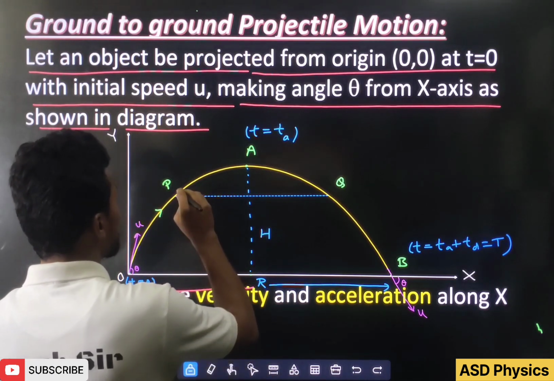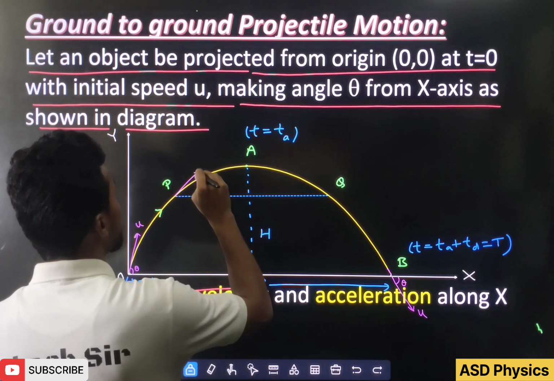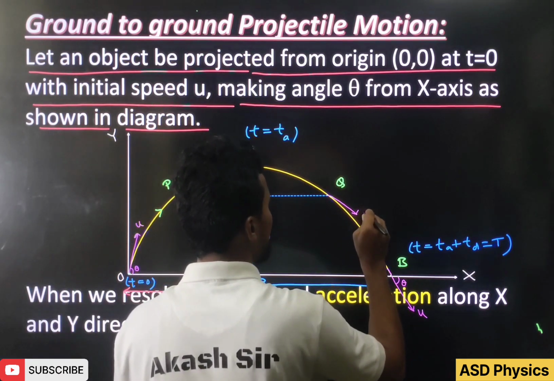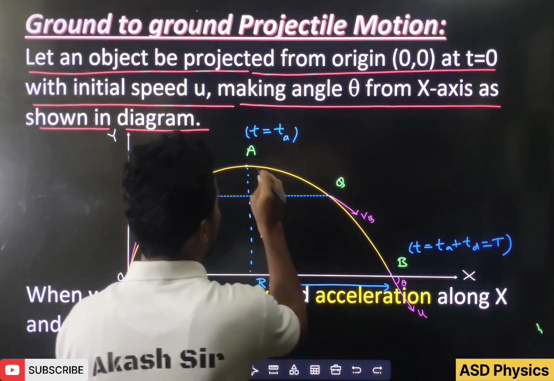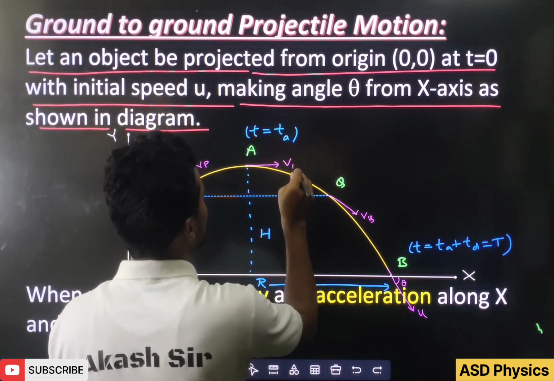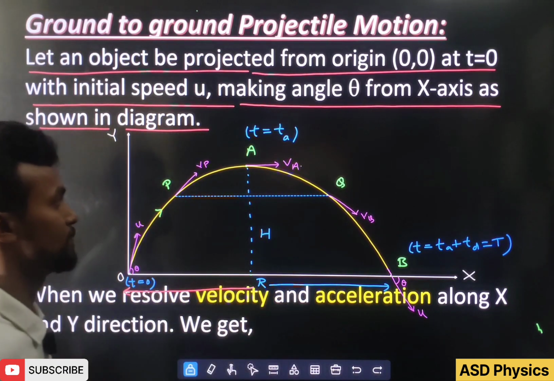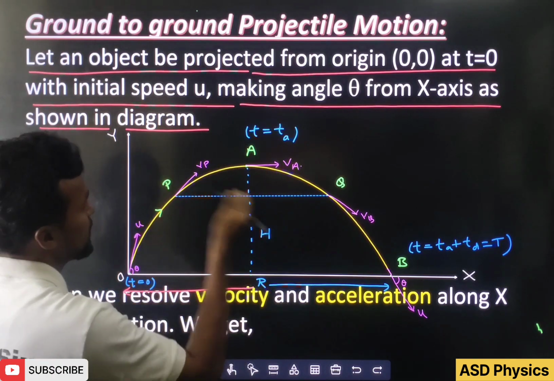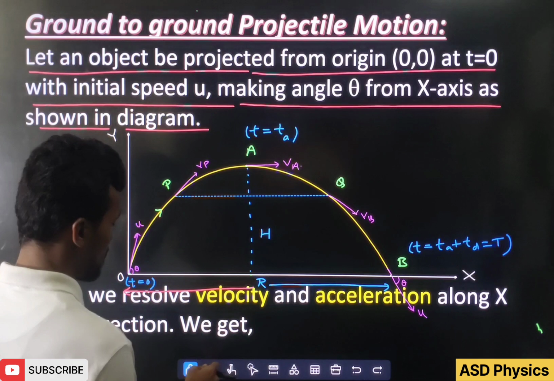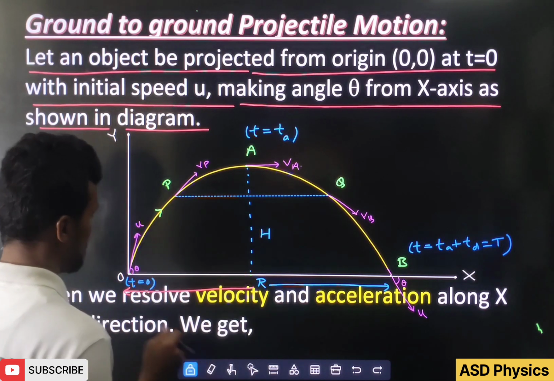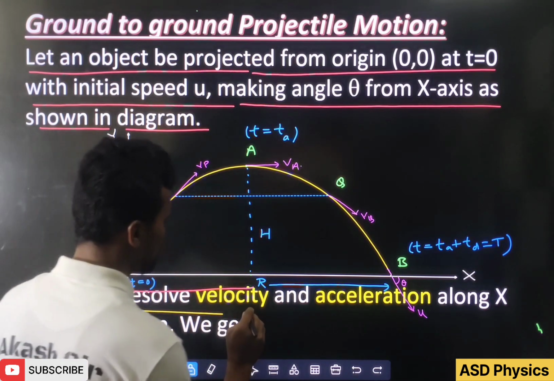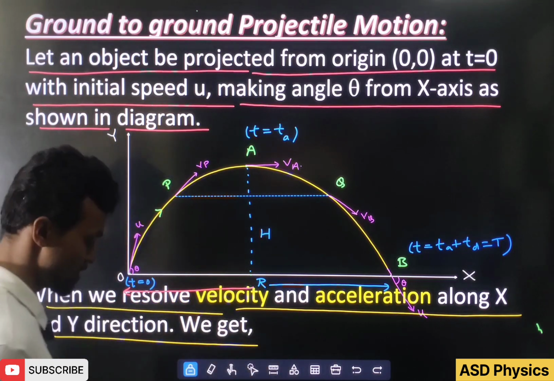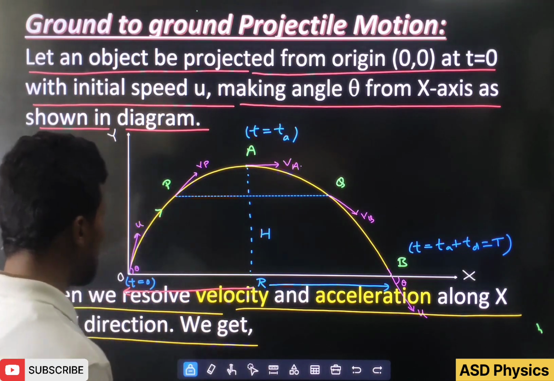After that, at point P, let's take the velocity Vp, and here I have taken the velocity Vq, and at the highest point the velocity is Va. So all these things are there, and the points I have told you very well: O, A, B, P and Q. Now, students, we will resolve here, because when we resolve velocity and acceleration along x and y directions, we get the components, okay.